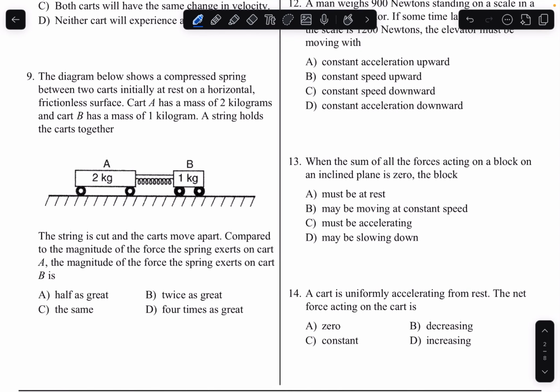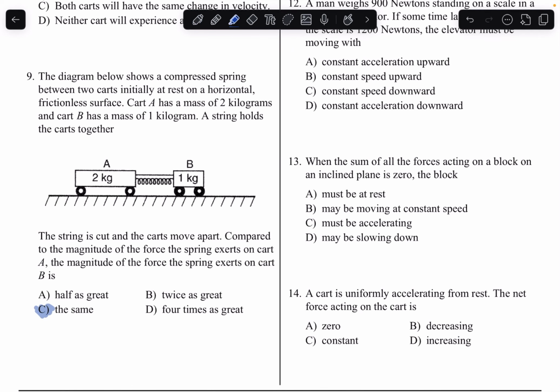Number 9. The diagram below shows a compressed spring between 2 carts initially at rest on a horizontal frictionless surface. Cart A has a mass of 2 kilograms and cart B has a mass of 1 kilogram. A string holds the cart together. The string is cut and the carts move apart. Compared to the magnitude of the force the spring exerts on cart A, the magnitude of the force the spring exerts on cart B is the same.